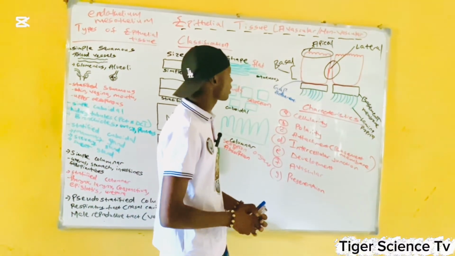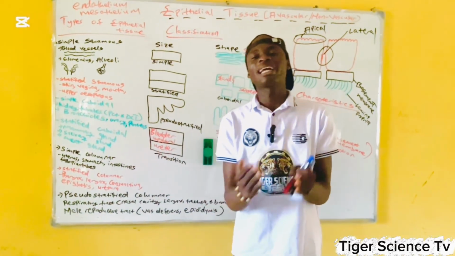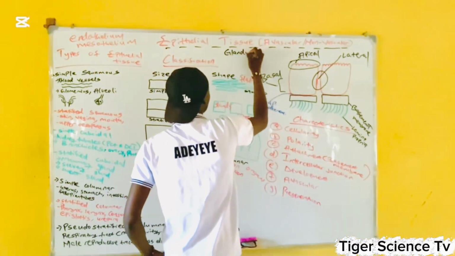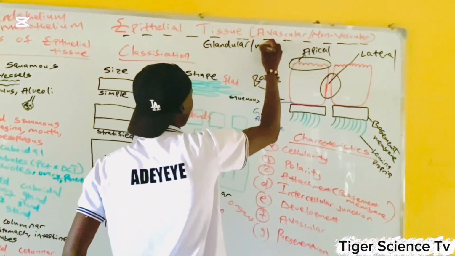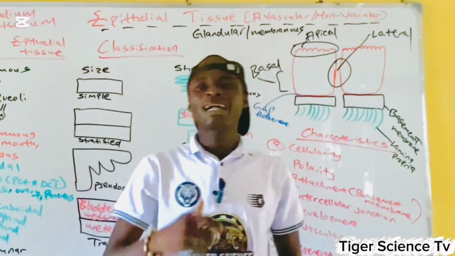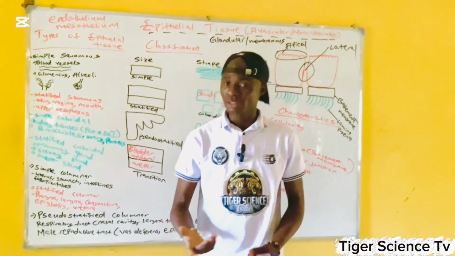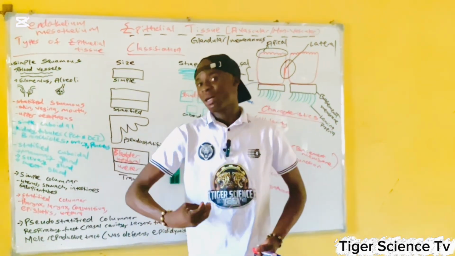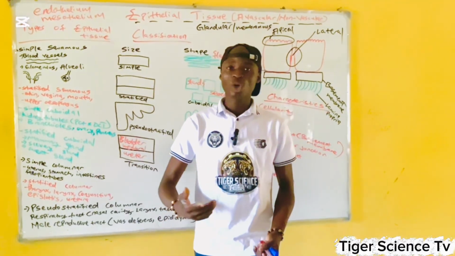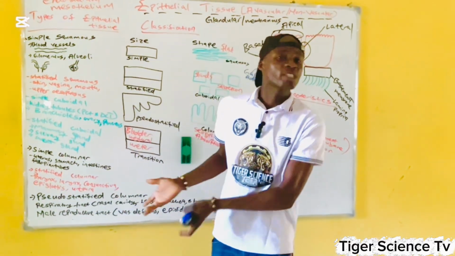Class, I want to also let you know that epithelial tissue can be classified generally into 2 groups. We could have glandular epithelium or membranous epithelium. Glandular epithelium is the type of epithelium found in glands that produce secretions, such as sweat, breast milk, proteins and enzymes. They are mostly found in glands, and their major function is special secretion in the body.